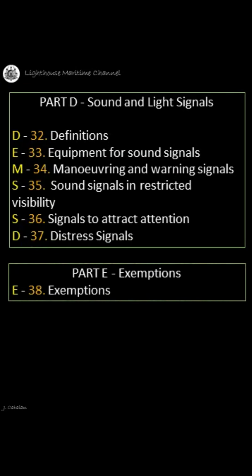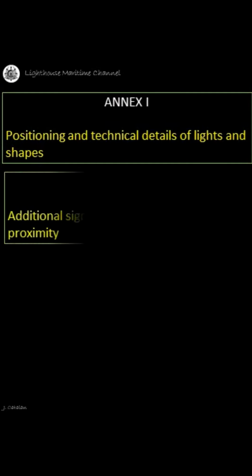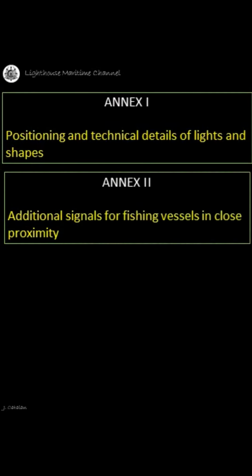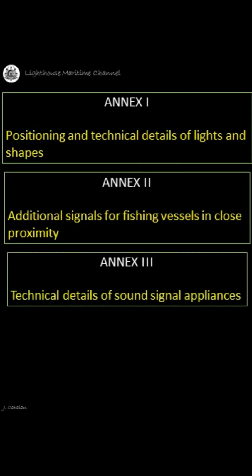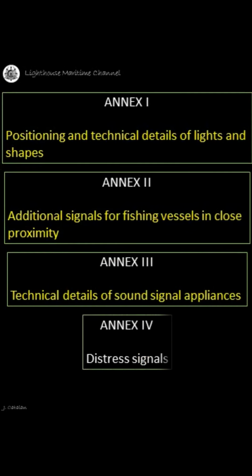Part E. Exemptions. Rule 38. Exemptions. Annex 1. Positioning and technical details of lights and shapes. Annex 2. Additional signals for fishing vessels in close proximity. Annex 3. Technical details of sound signal appliances. Annex 4. Distress signals.